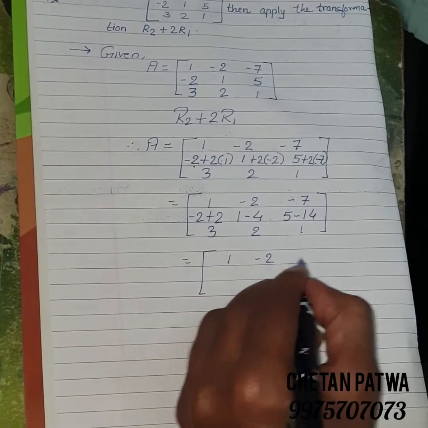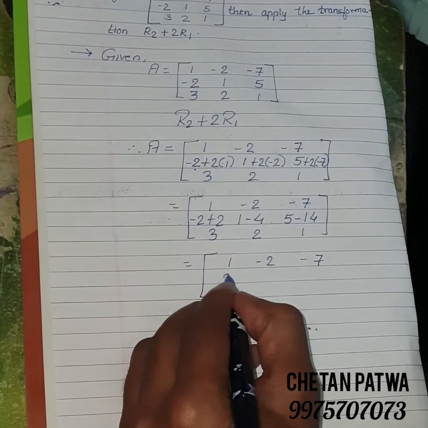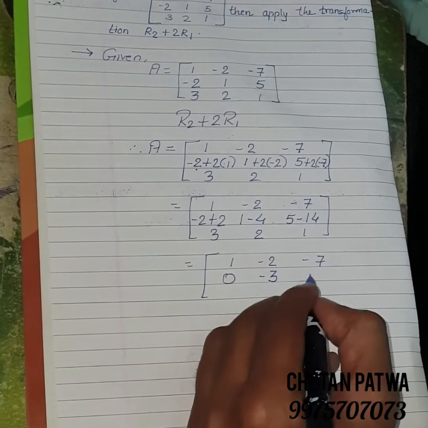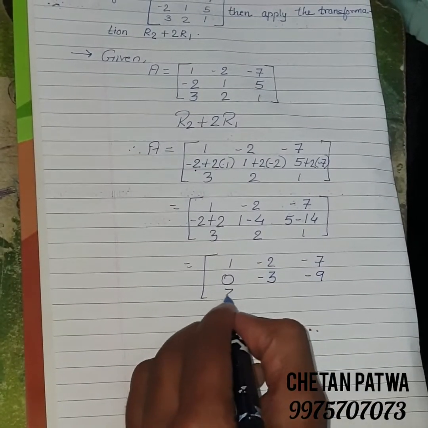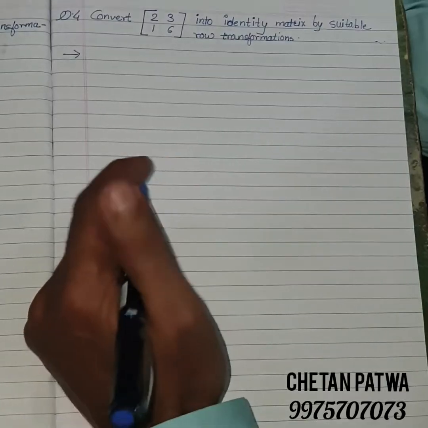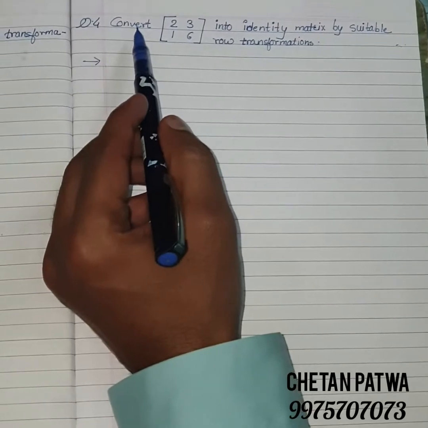1, minus 2, minus 7. Minus 2 plus 2, 0. 1 minus 4, minus 3. 5 minus 14, minus 9. 3, 2, 1. This is our final answer. Now let's see the next question.